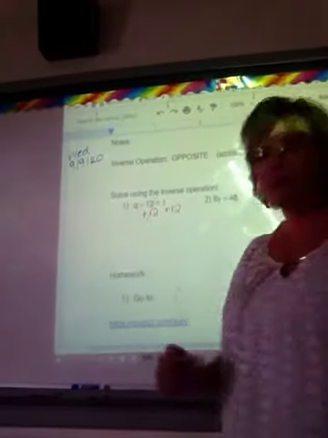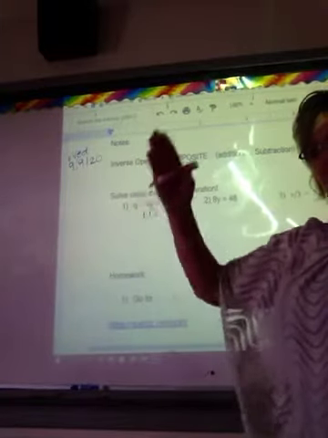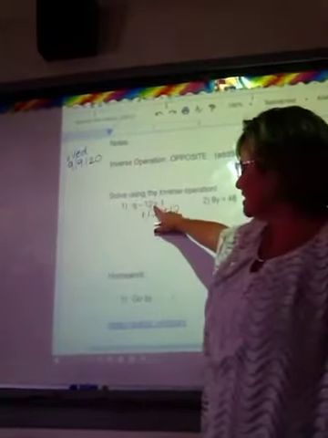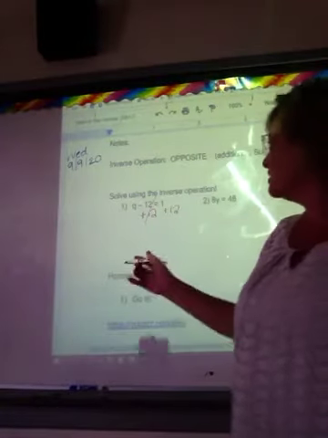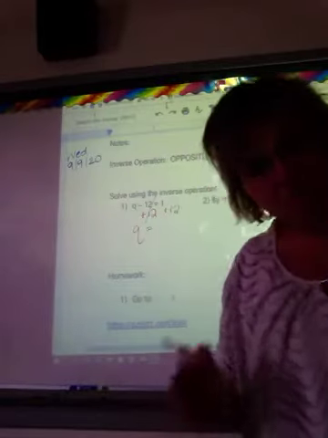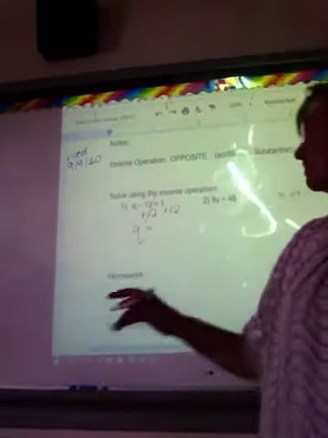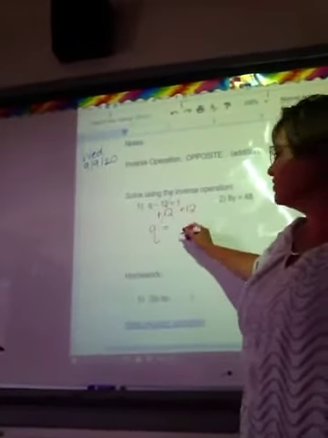So that goes away. And what I mean by that is it cancels to 0. If we have a negative 12 plus 12, that's a 0. So we're left with just Q, because variables want to be all by their lonesome. So Q is equal to 13.